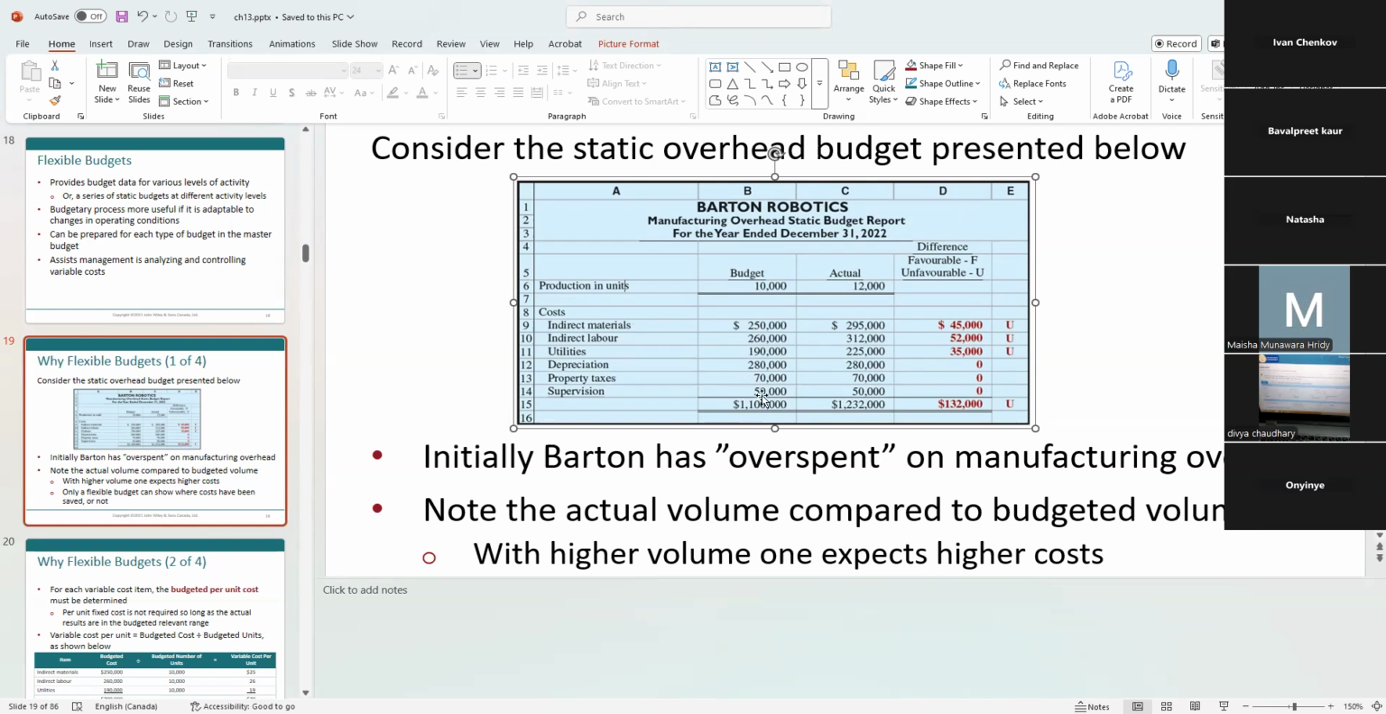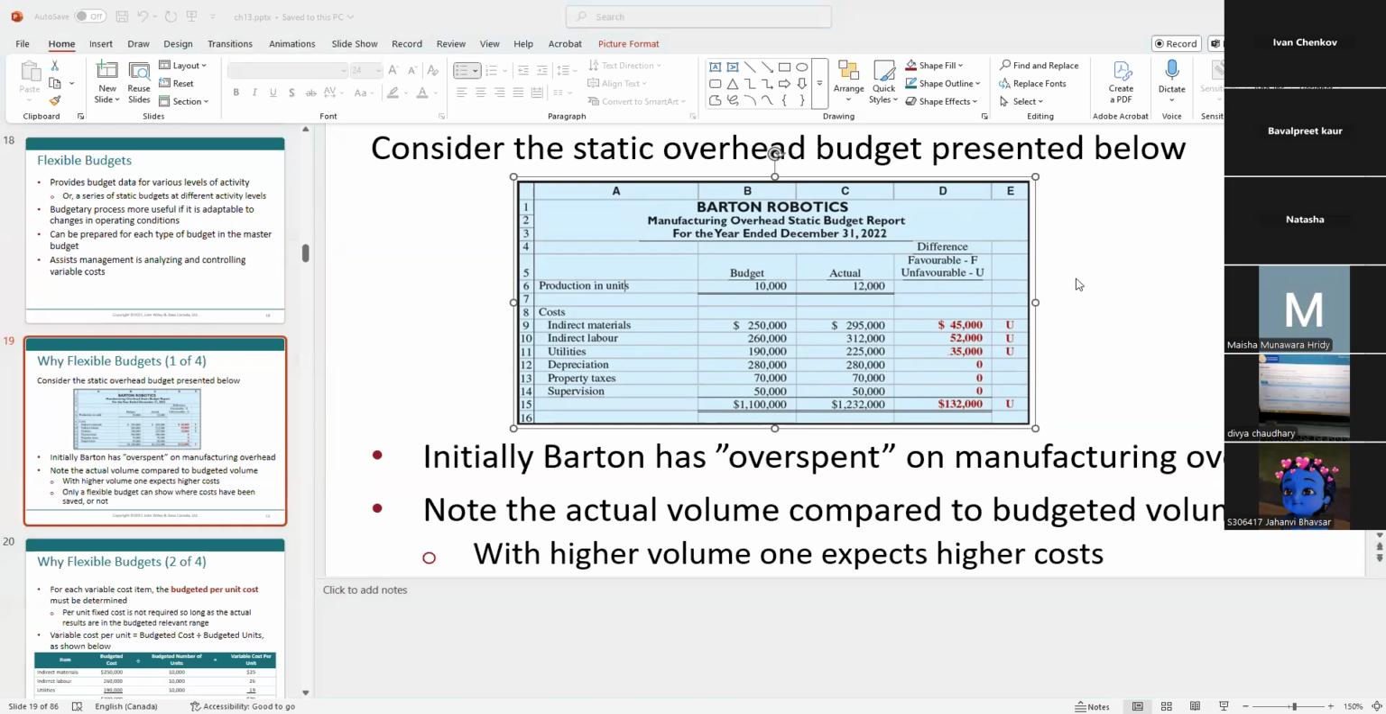Supervision stays the same. Once we know that, we have to find out the indirect material cost per unit when we're making 10,000 units. So 250,000 divided by 10,000 is going to give you $25. 260,000 divided by 10,000 is going to give you $26. 190,000 divided by 10,000 is going to give you $19. So for the indirect material, we're going to have $25, labor $26, utilities $19.